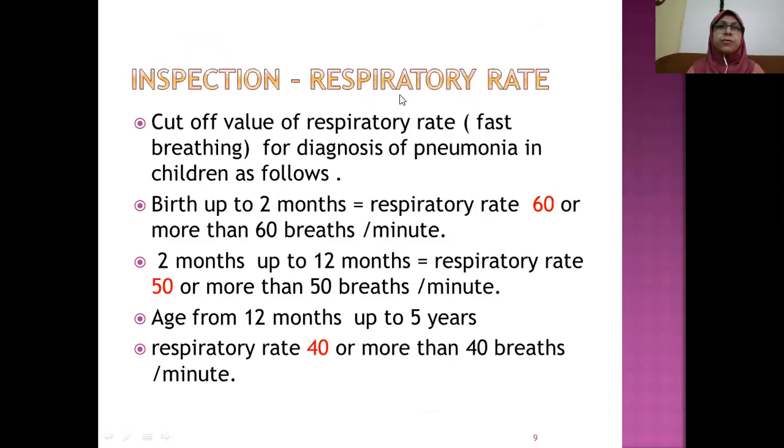Here we come to the cutoff value of respiratory rate of a child. Cutoff value of respiratory rate, fast breathing, for diagnosis of pneumonia in children is as follows. If the rate of respiration is 60 or more than 60 breaths per minute from birth up to 2 months, you can say it is fast breathing.